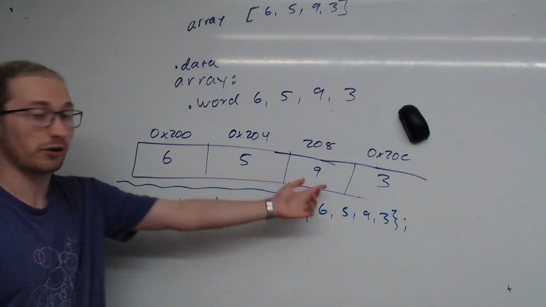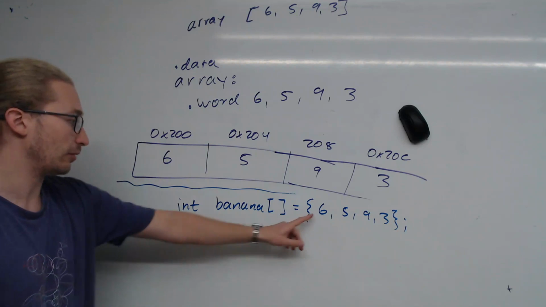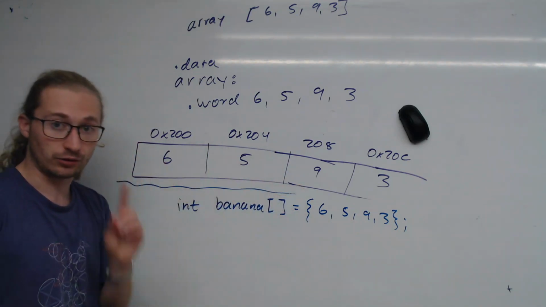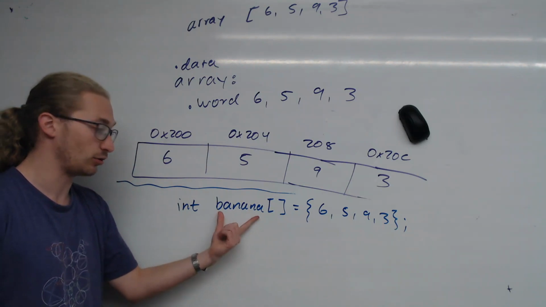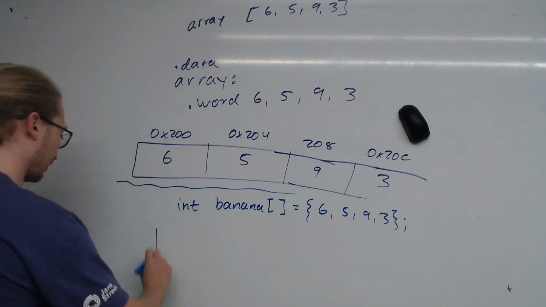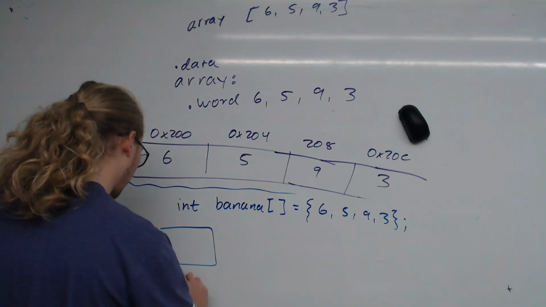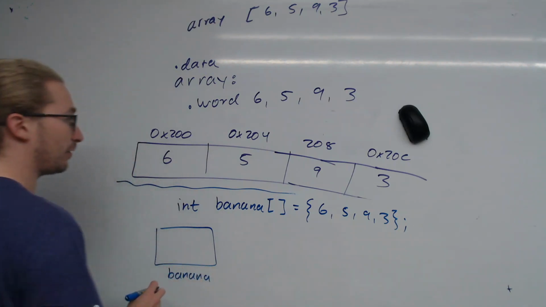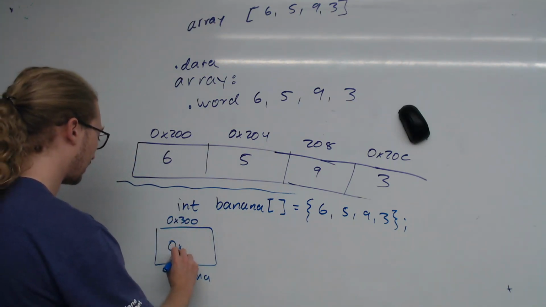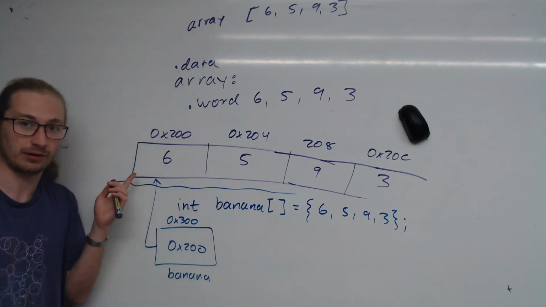It will, somewhere in memory, I don't know where, it's up to the compiler to decide, place these numbers 6, 5, 9, 3 in consecutive order, and also it will declare a place to store banana, which is actually an int pointer. So somewhere, who knows where else in memory, we will have a variable called banana. It will live at memory address, let's say 0x300, and it will have the value inside of 0x200, which points to the start of the array.